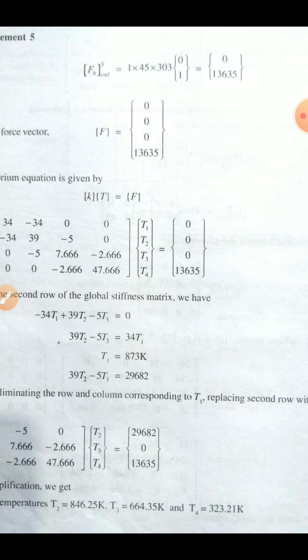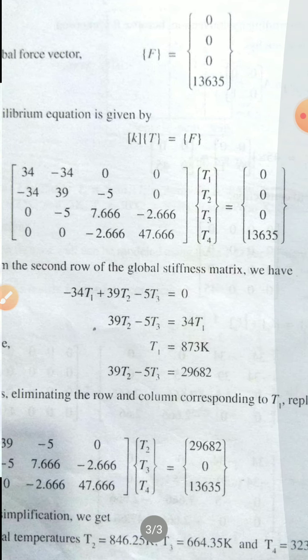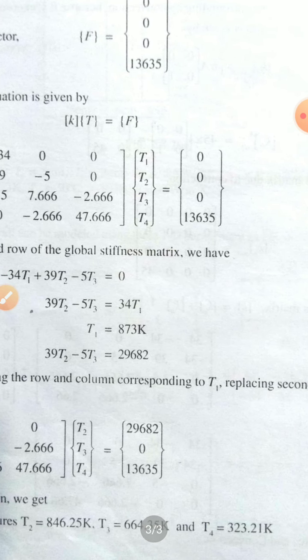Thus, eliminating the row and column corresponding to T1 and replacing the second row with this equation, we get a matrix of size 3 by 3, with the first element 39. You have to delete the first row and first column, because on the left side there is conduction, so you consider it as the fixed end, as in the case of stepped bars. So you get a matrix of size 3 by 3. On simplification we get the nodal temperatures: T2 is equal to 846.25 Kelvin, T3 is equal to 664.35 Kelvin, and T4 is equal to 323.21 Kelvin.